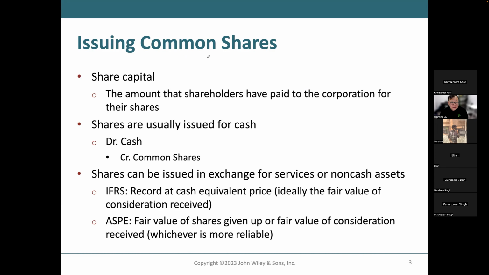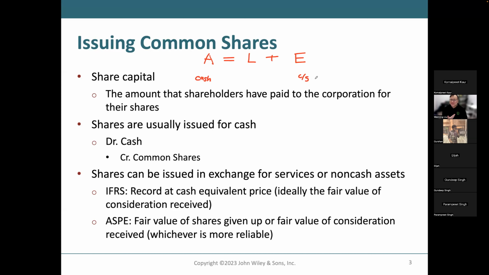So here is the asset. Remember the accounting equation: assets equals liability plus equity. I use the first letter of each word as a short form: A = L + E. Assets equals liability plus equity. And you told me that cash is here, and common shares is here.